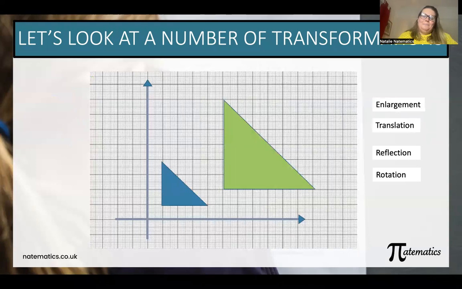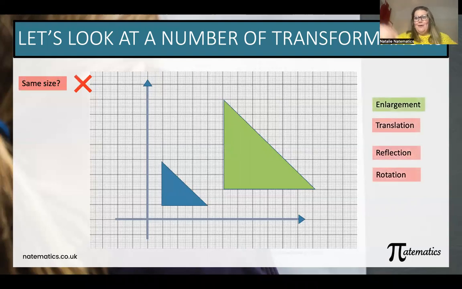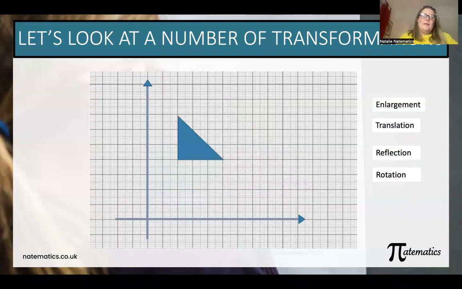Okay, what about this one then? I always think this one's easiest because you can see it's gotten bigger. Okay, so it's the same size. No, straight away, enlargement. That's one of the easy ones.